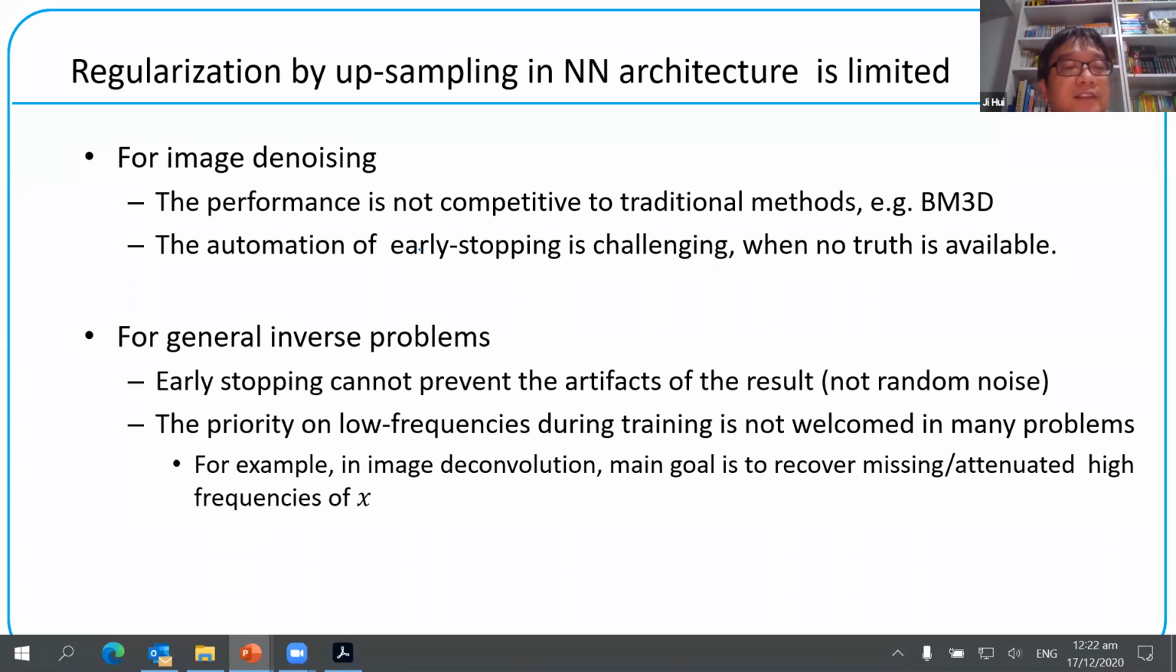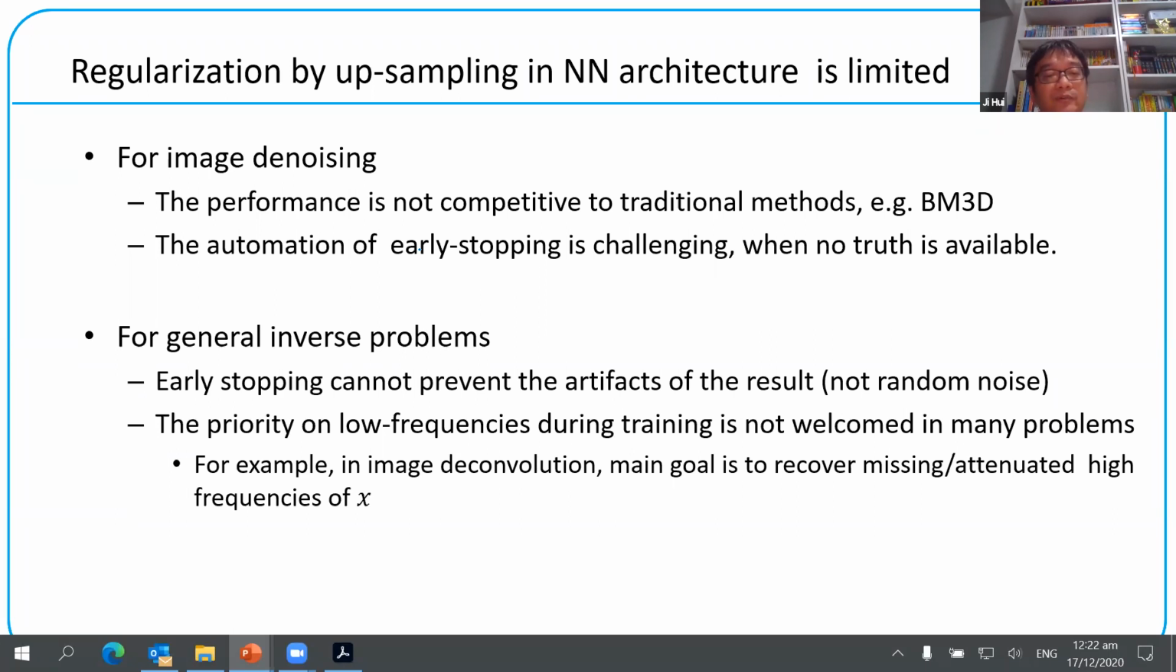The second, for the general inverse problem, early stopping cannot do a good job, because for the general inverse problem, what we are worried about more is the artifacts, right? When you magnify noise, you're going to have artifacts. These artifacts are also regular, not random. Early stopping cannot avoid them. The second is that the prior that the low frequency part shows before the high frequency part is not welcome in certain applications.